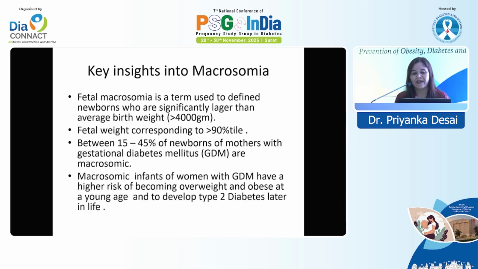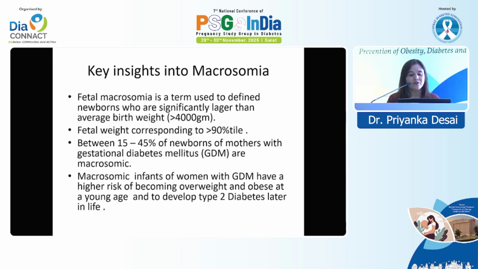So moving on to macrosomia. What is macrosomia? Macrosomia is a term which is used to define newborns who are significantly larger than average, with birth weight of more than 4,000 grams. The fetal weight is corresponding to more than 90th centile. Between 15 to 45% of newborns of mothers with GDM are macrosomic.